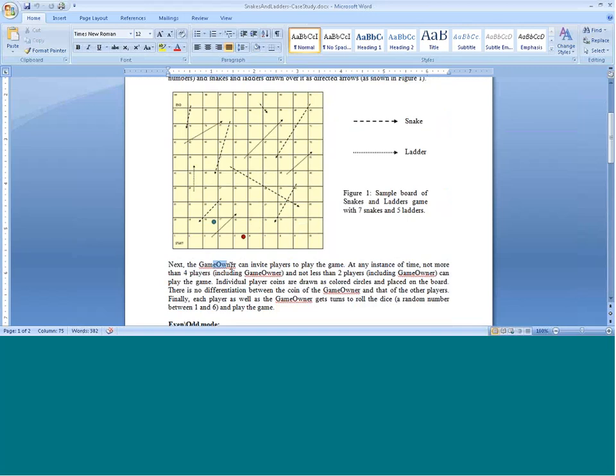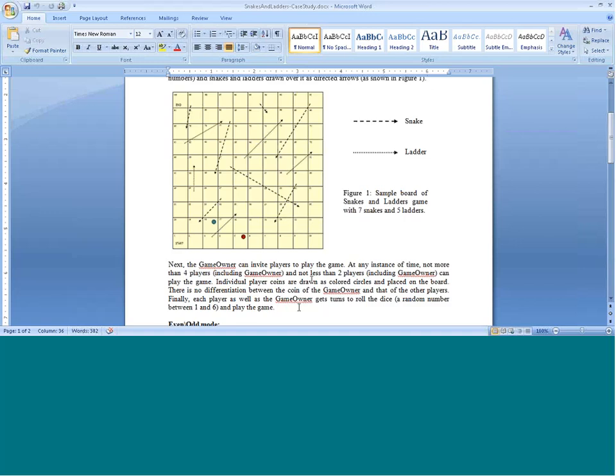The game owner can invite players to play the game. At any instance of time, not more than 4 players, including the game owner, and not less than 2 players, including the game owner, can play the game, right? Individual player coins are drawn as colored circles and placed on the board. There is no differentiation between the coin of the game owner and that of the other players. Finally, each player, as well as the game owner, gets turns to roll the dice, which is a random number between 1 to 6, and play the game, right?